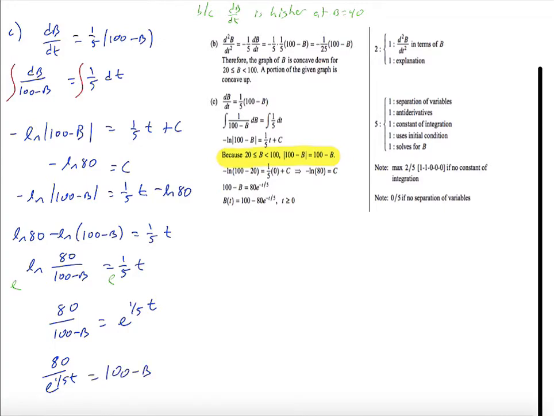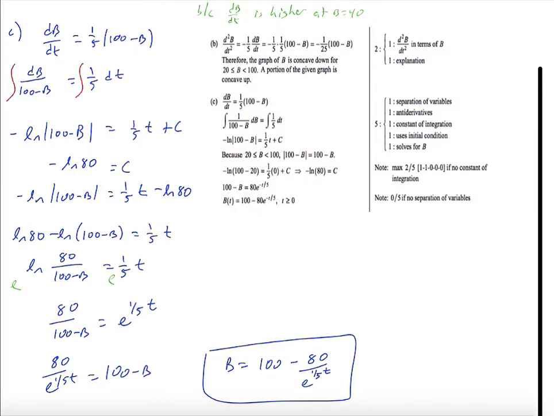And then just manipulate things a little bit to get the b alone and positive. I'll say b is equal to 100 minus 80 over e to the 1/5 t. And that would be how we write the final answer. Notice how in the solutions manual they wrote that a little bit differently, but it's equivalent, so they're both correct.